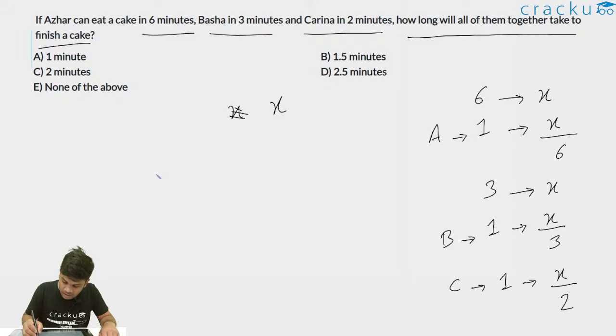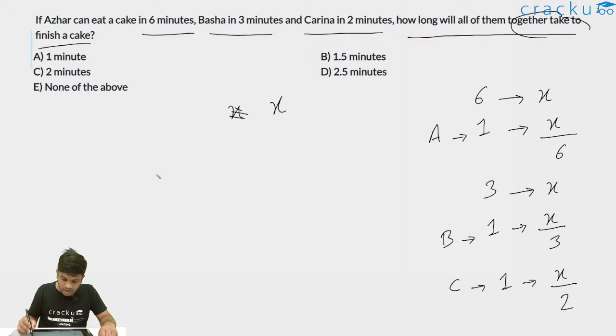So to find the total time which they will take to finish the cake, what we will do is add the amount of cake eaten by them in 1 minute, and then we will try to find how much time it will take for them to completely finish the cake.